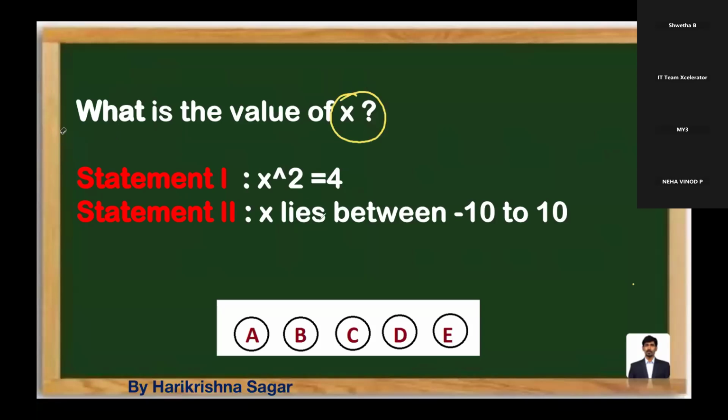They're asking what is the value of X. Let's look at statement number 1. What is statement number 1? X square is equal to 4. All of you do respond in the chat box. If X square is equal to 4, what is the X value? Please tell me. I need your response. 2. What?